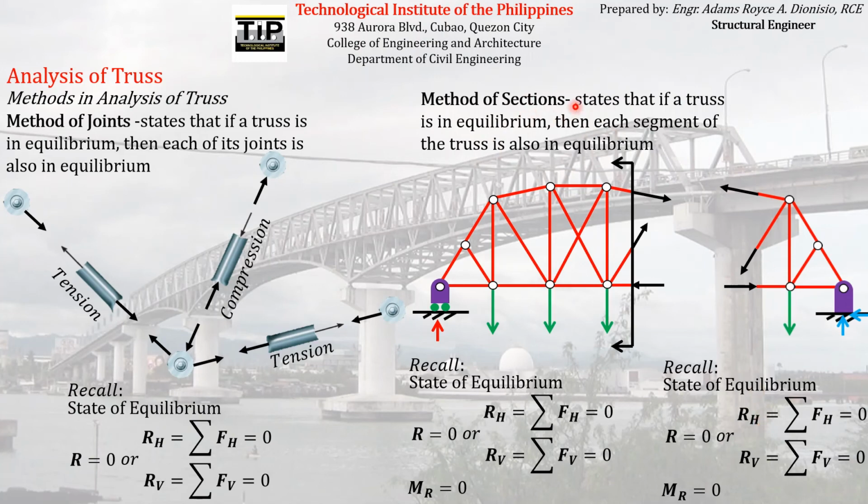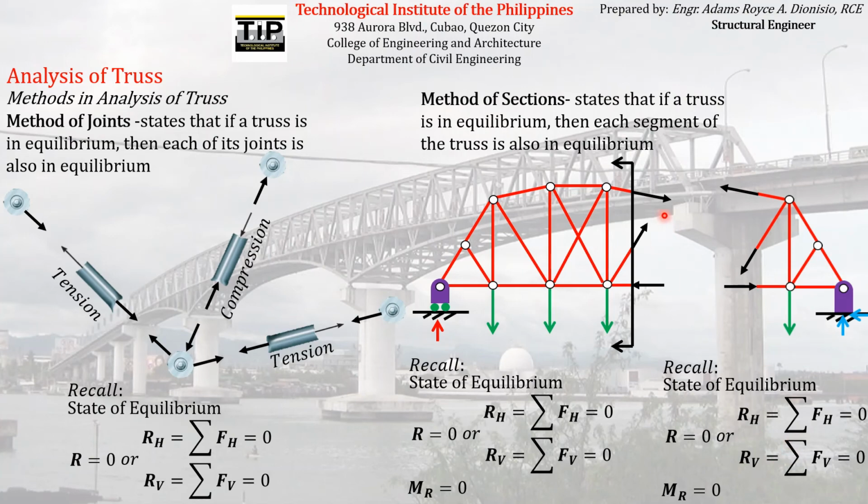So, yung sinasabi ng method of sections. Again, anong sinasabi sa method of sections? If a truss is in equilibrium, dapat every segment niya, just like this one, dapat every segment niya will be also in equilibrium, or meaning that segment must satisfy the equations of equilibrium just like the other segments. So, dapat parehas silang nagsasatisfy dito sa three equations of equilibrium.